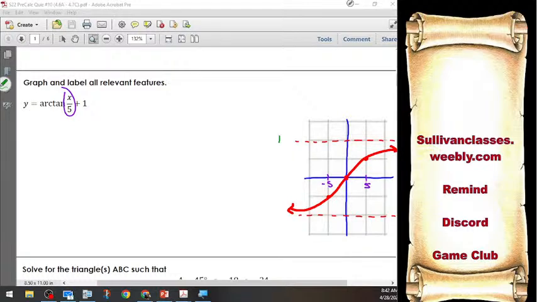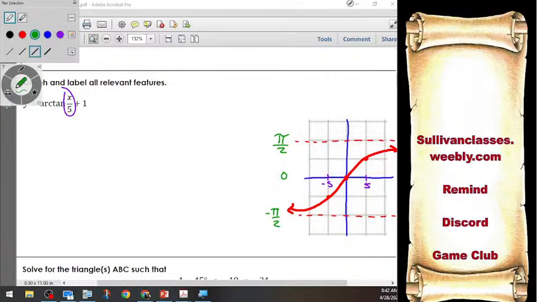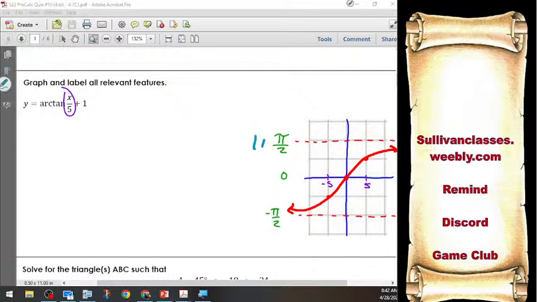So normally, these are at pi over 2, 0, and negative pi over 2. If I'm moving all of those up 1, I just add 1 to all of them. So I could literally just say 1 plus 1, 1 plus this. Ta-da!